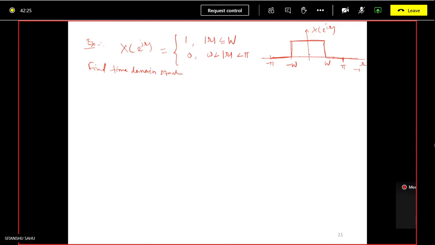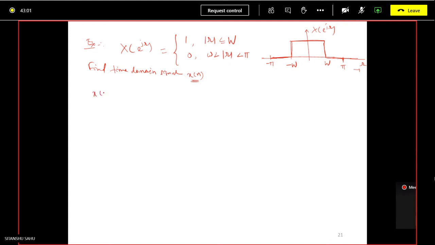Now, this spectrum is continuous in nature, and it is only valid from minus pi to pi. We assume that it will again be repeating after this pi. That means the time domain signal will be a discrete time, aperiodic signal, so this will be x of n. Now let us see how we find this x of n.